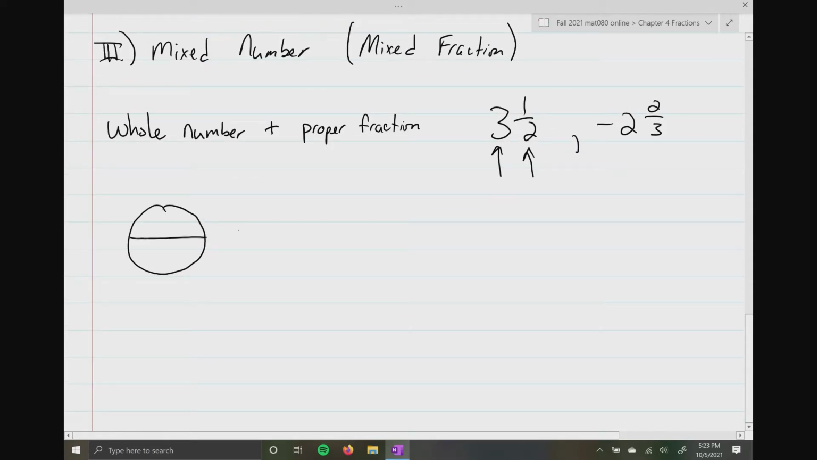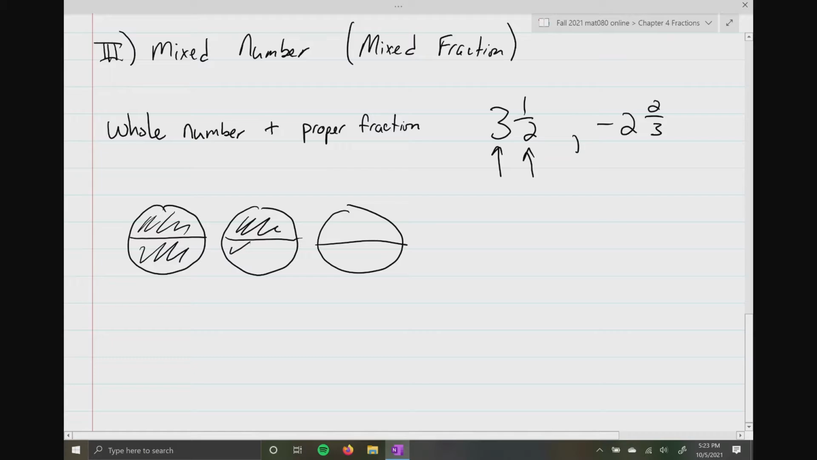I'll do circles this time. So notice we have a whole number of 3, which means I have 3 circles that are completely shaded. And then, for the last one, I'm only going to shade half of it. So here's 3 1/2, okay?